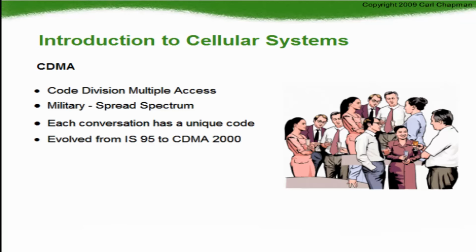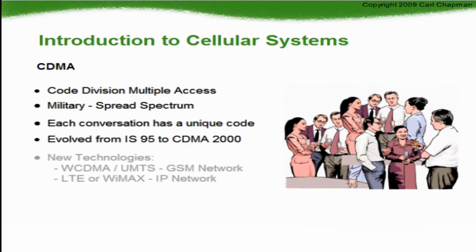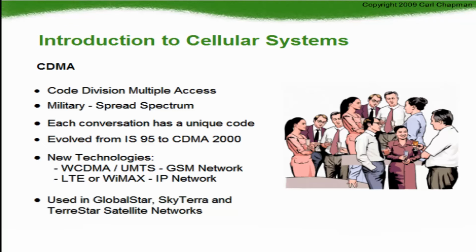Many CDMA systems have evolved from the original IS-95 to CDMA 2000. New technologies such as WCDMA or UMTS use a CDMA air interface, but are actually regarded as GSM systems, using GSM protocols to communicate with a network switch. LTE or WIMAX also have a CDMA air interface, but utilize Internet protocols for network communication rather than a radio channels-based system. CDMA protocols are also used for some satellite systems such as Globalstar, SkyTerra and TerraStar.